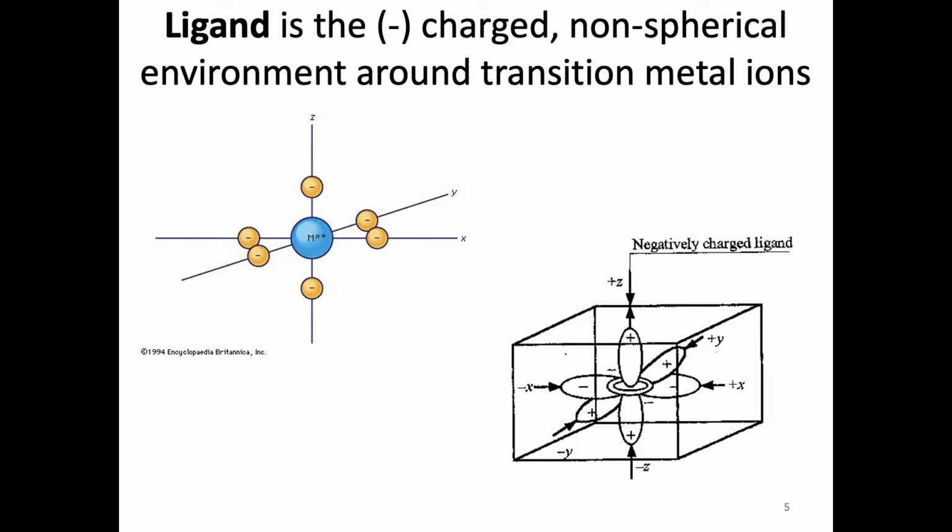Here, a ligand is a negative charged non-spherical environment around a transition metal ion. So let's say we added that chromium or nickel. And here I just put it as the more generic Mn+, so some metal ion. So it's obviously a cation. And so in that ceramic, it's going to be coordinated by anions, and those are obviously going to be negative. So in this case, these anions are ligands, and it's non-spherical because it forms an octahedron surrounded by six, right? So you can see all six of these anions. And so this is a non-spherical environment because the ligands are in specific arrangements. So that's what we mean by a ligand.